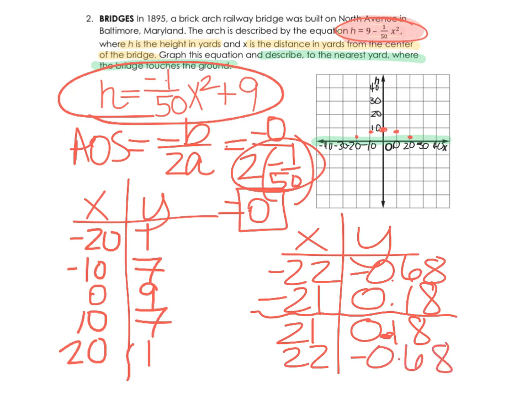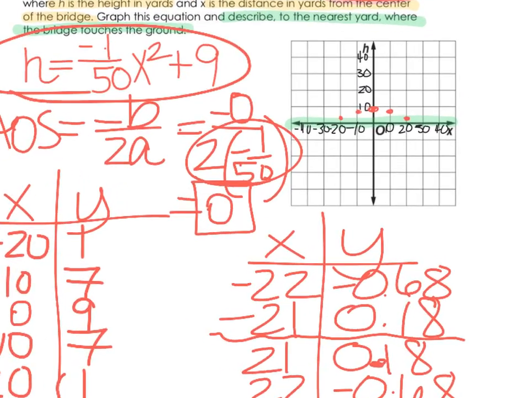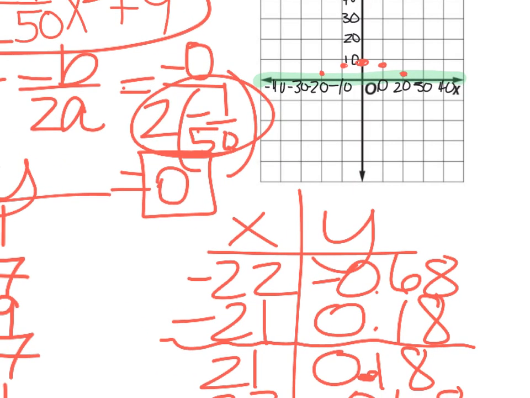Now, what does this look like on our graph? So negative 22, negative 0.68 would be below ground, and we don't want that, right? Negative 21 would be just above ground, all right? And then the same on the other side for positive 21, and then positive 22.